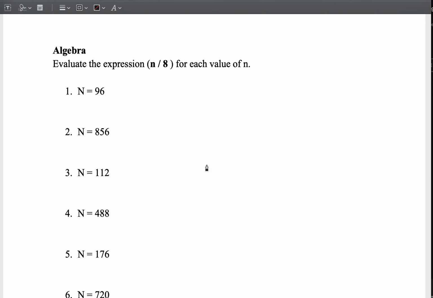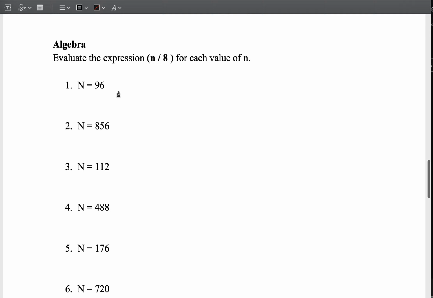Okay, next we're going to be doing algebra. It says evaluate the expression n divided by 8 for each value of n. So we're basically going to plug in the n value for this equation. Let's do the first question. So n equals 96. So 96 divided by 8.